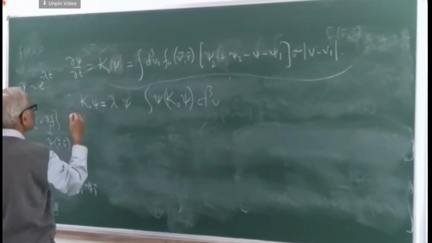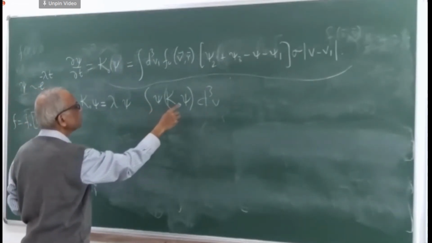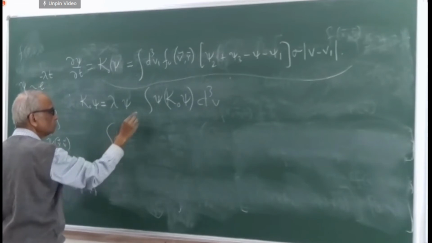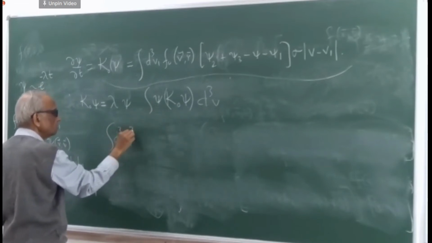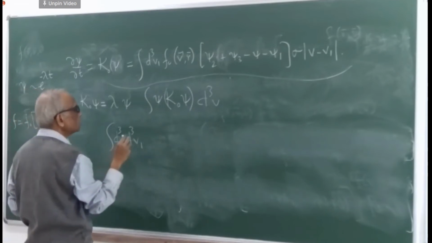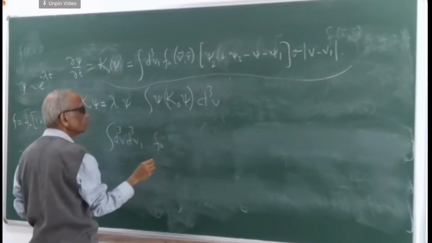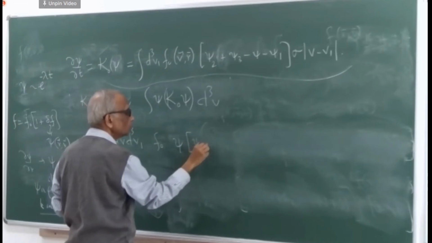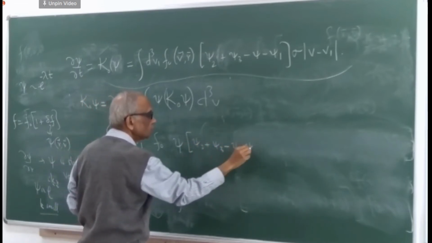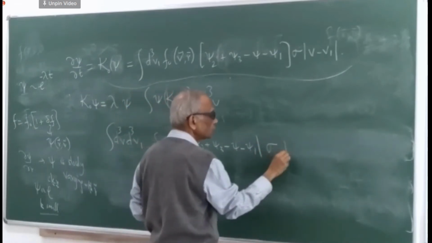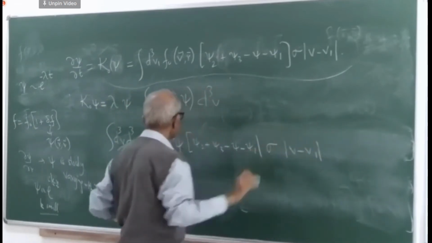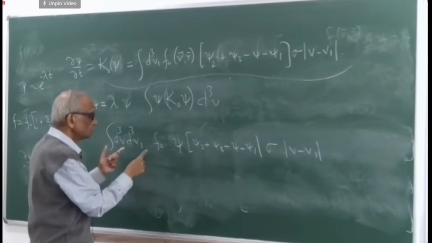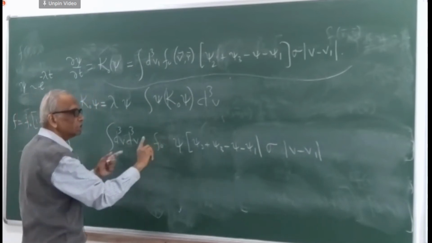All right. So I'm looking at psi K0 psi and integral over d3v1. Then there is this f0, and then I have psi and psi2 plus psi3 minus psi minus psi1, and there is this sigma v1. So, all right. Step one, write this with psi and psi1 interchanged.